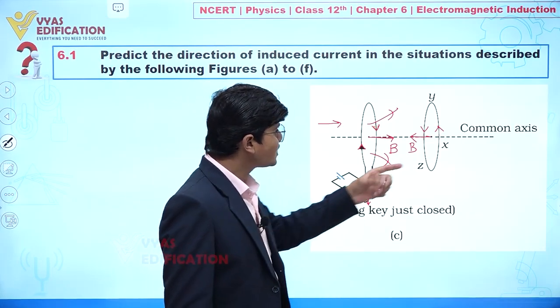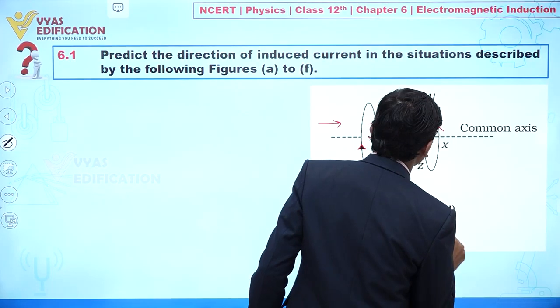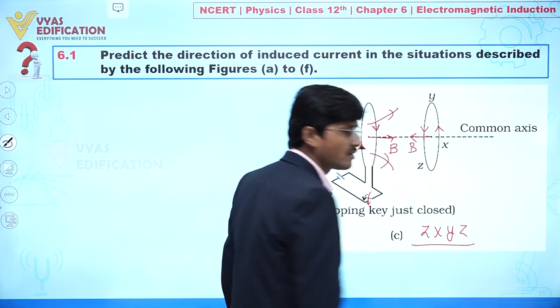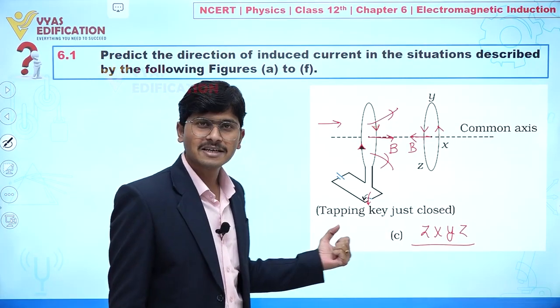So now what is the direction of induced current in this coil? I can say here this is Z, X, Y, Z, clear to everyone? So this is all about part number C, clear.